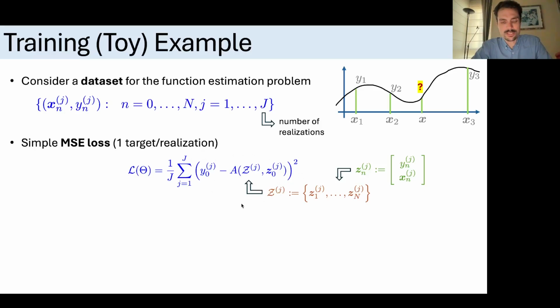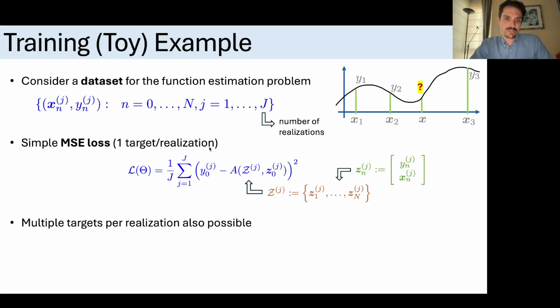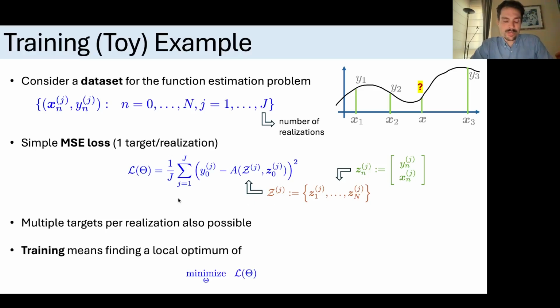This is the quadratic error. This is the target, and this is the estimate. Of course, multiple targets per realization are also possible, although the notation gets more complicated, so I will not write the expression here. Training then means finding a local optimum of this function with respect to the trainable parameters, which remember are the three matrices in the query, key, and value functions.